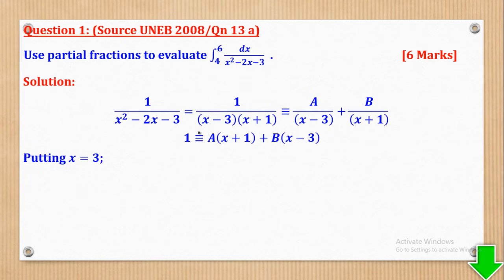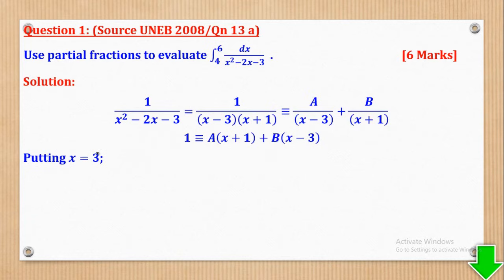Remember we said there are two methods. One is comparing coefficients and another one is substituting suitable values. In this question, I'm going to use the method of substituting suitable values. Now, how do you know the values to substitute? You say, if I want to make the whole of this term 0, it means that this x minus 3 will be equal to 0. So when it is equal to 0, it implies that x is equal to 3.